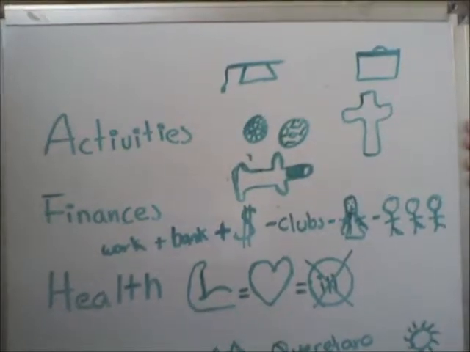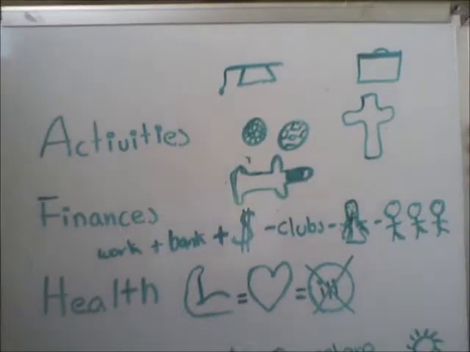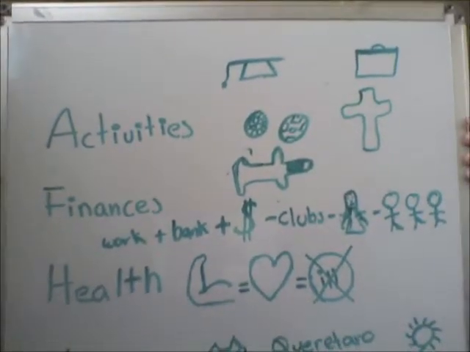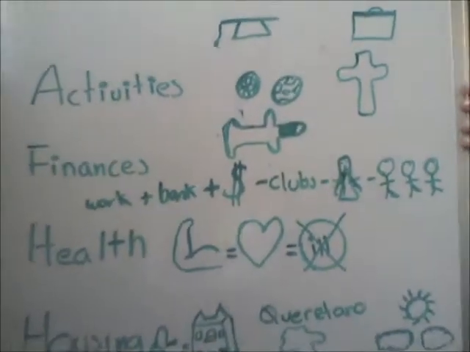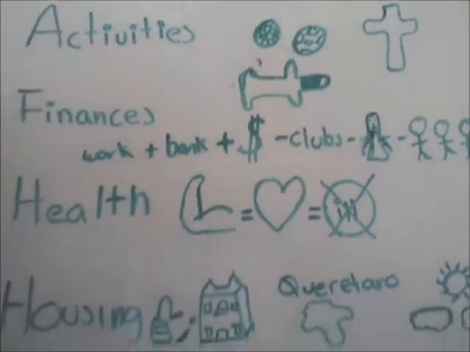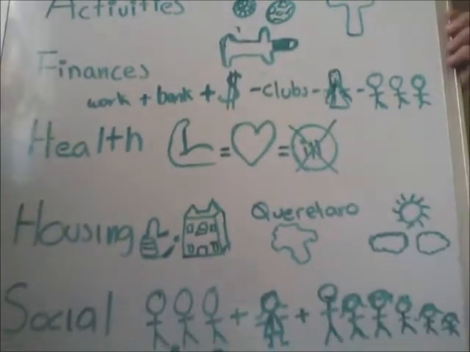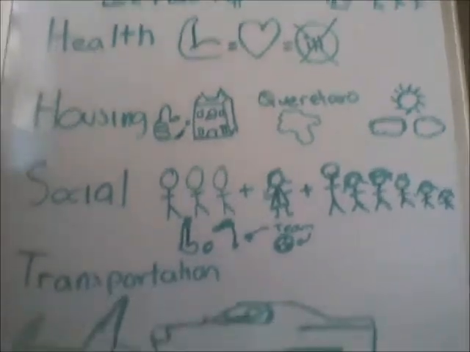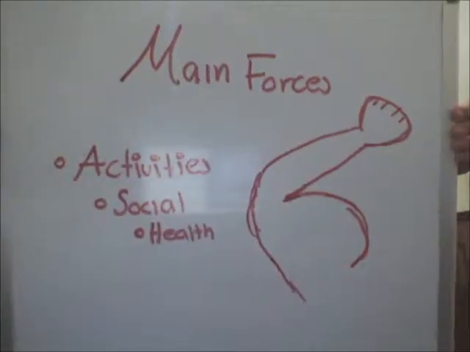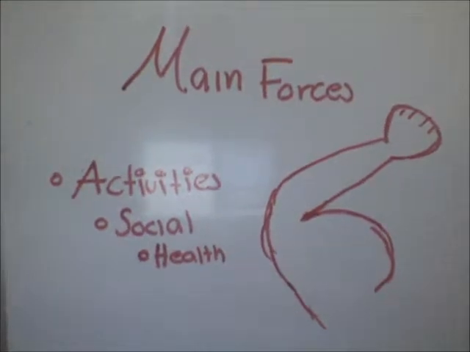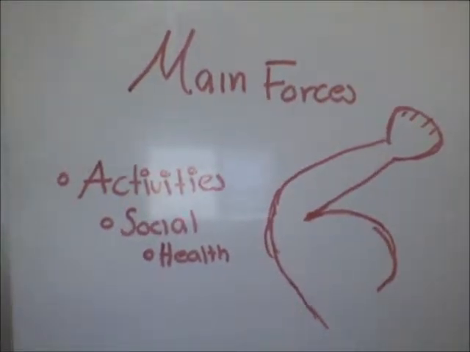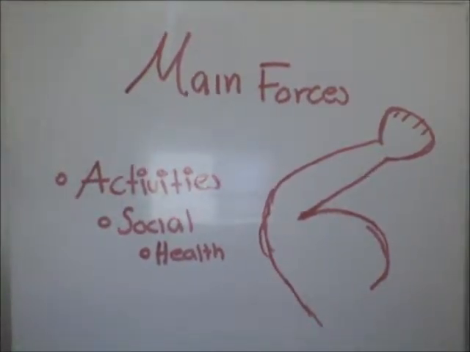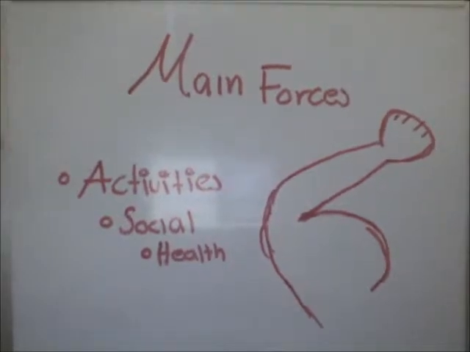The next step was to explain our personal domains: activities, finances, health, housing, social, and transportation. Also, we have to define our main forces. Mine are activities, social, and health at this stage of my life, that is young adult.